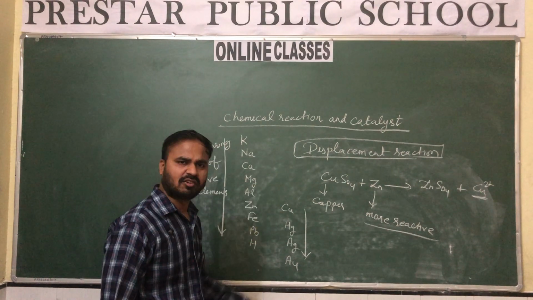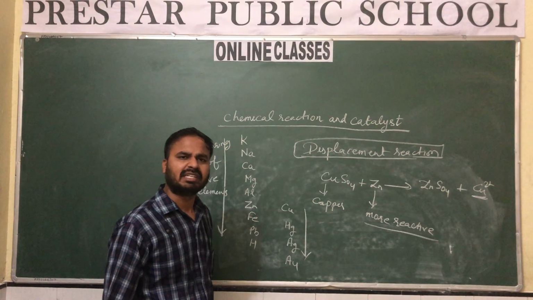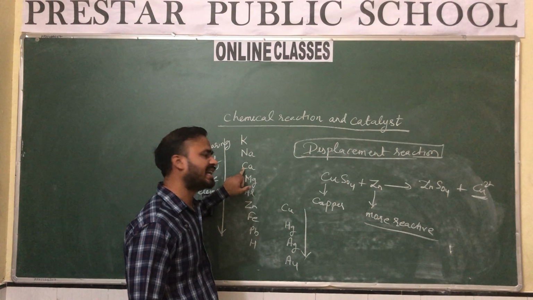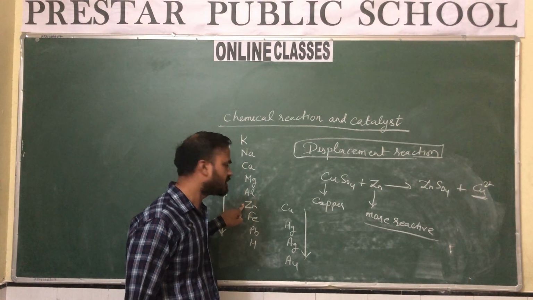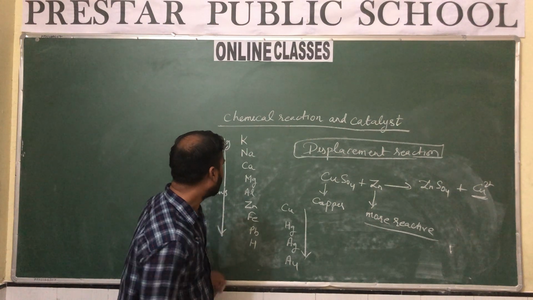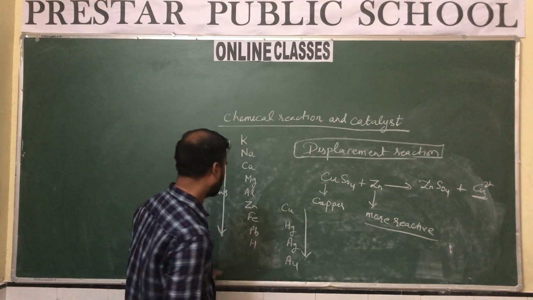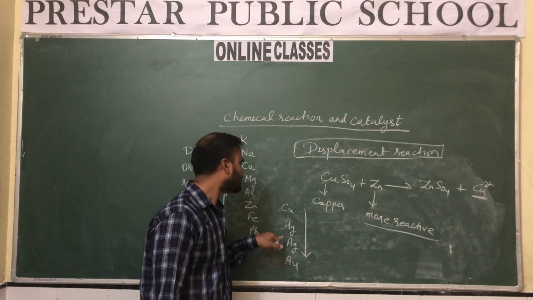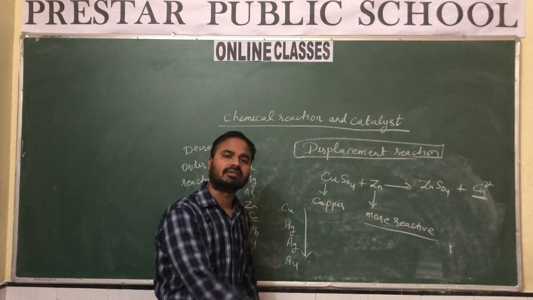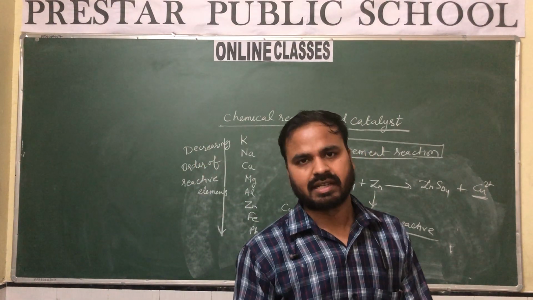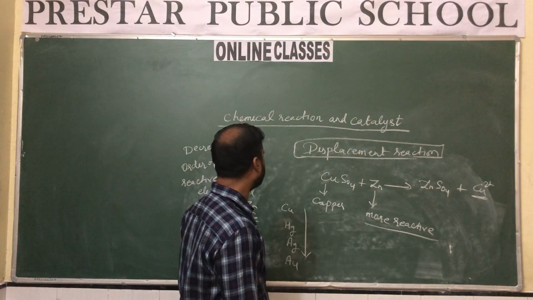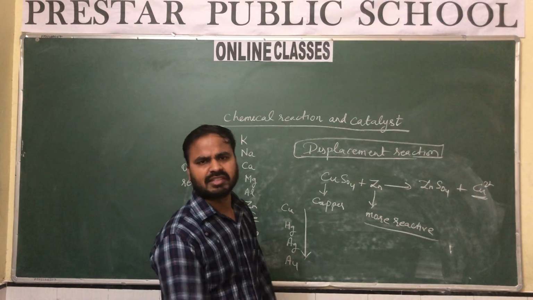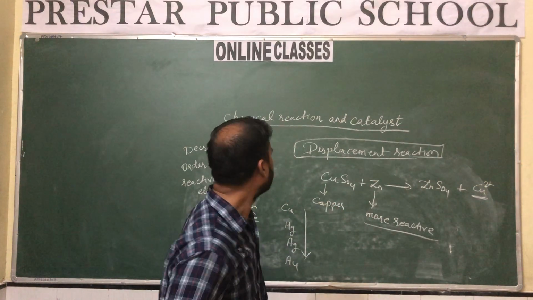Actually, this is the order of decreasing reactivity. Among all these elements, potassium is the most reactive, then sodium, calcium, magnesium, aluminium, zinc, iron, then lead, hydrogen, copper, mercury, silver, and gold. Pb means lead, I was slightly confused. So this is the order of reactive elements. Now I will tell you a way to learn all these elements.